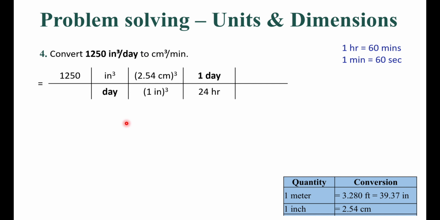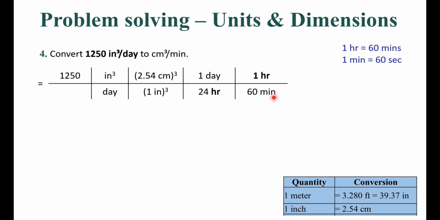Moving on, 1 day is equal to 24 hours. Since I have to cancel the day, I am writing the day in the numerator, hours in the denominator. Now we cannot stop with this hour. We have to convert this hour into minutes. 1 hour has 60 minutes. Since I have to cancel the hour, I am writing the hour in the numerator, minute in the denominator. So 1 hour is equal to 60 minutes.